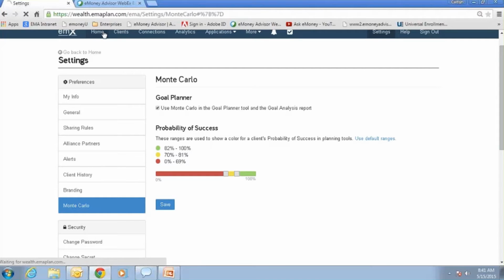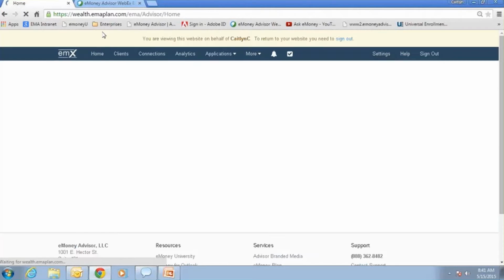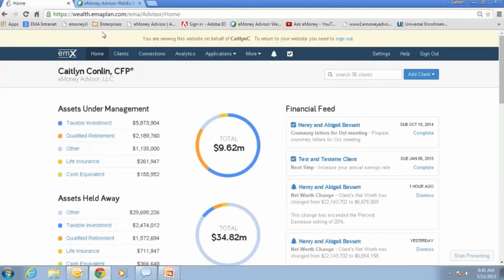Since Kevin and Diane told us that what was important to them was college education, retirement, and leaving some type of legacy to their children, a really nice place to start for them is going to be the goal planner. So let me hop into their profile real quick.